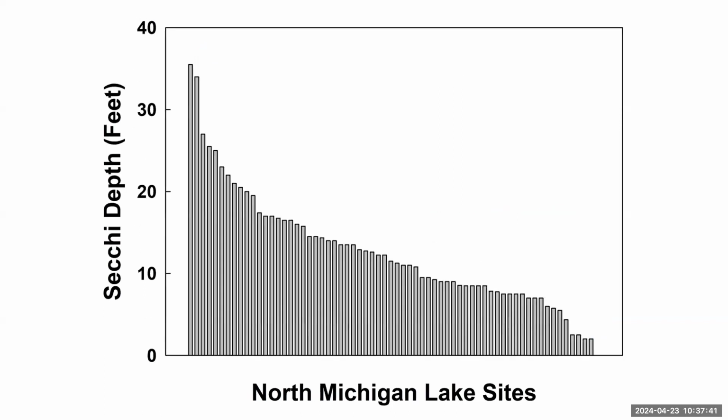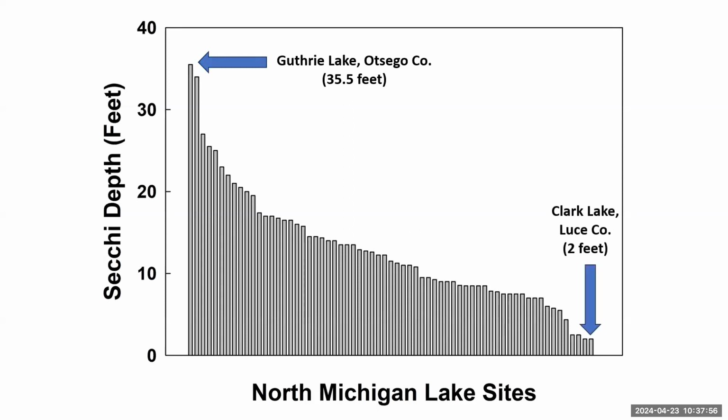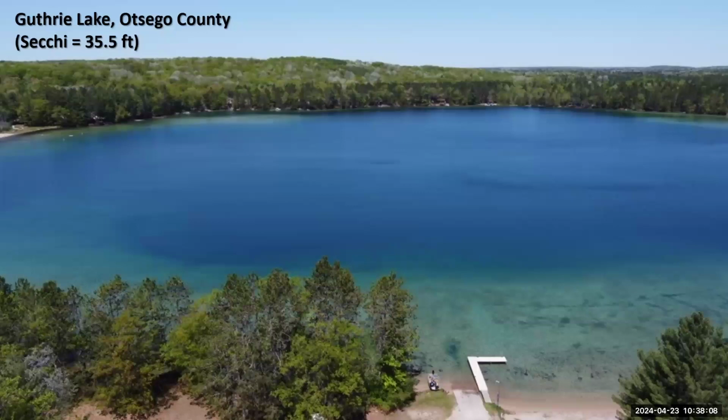Looking at water clarity, this is neat too. Some lakes are super clear. Our farthest down Secchi depth was 35.5 feet at Guthrie Lake in Otsego County. Our most turbid or unclear lake was Clark Lake in Luce County. I'll show you pictures of these here in 2 seconds. But yeah, there's just a wide range of clarity in our state. So this is Guthrie Lake, blue, clear water. See down 35.5 feet, just unbelievable.